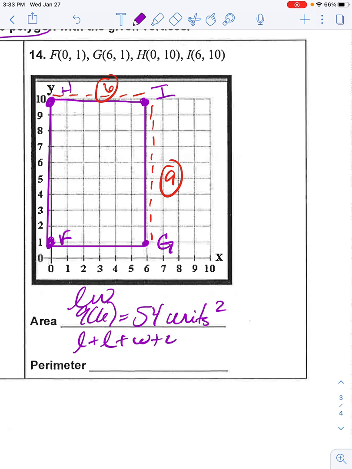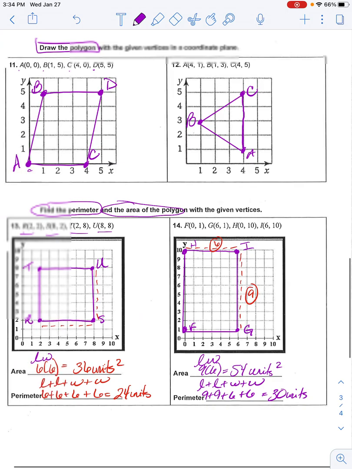Perimeter, length plus length plus width plus width. 9 plus 9 plus 6 plus 6. 18 and 12 is 30 units. Okay.